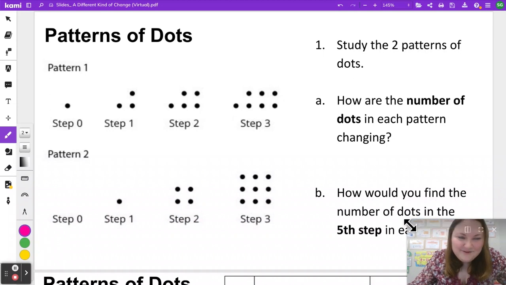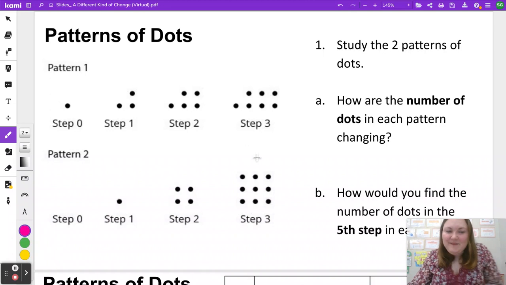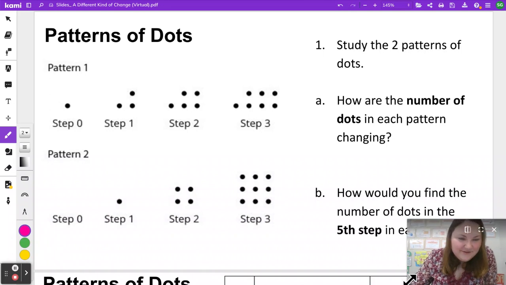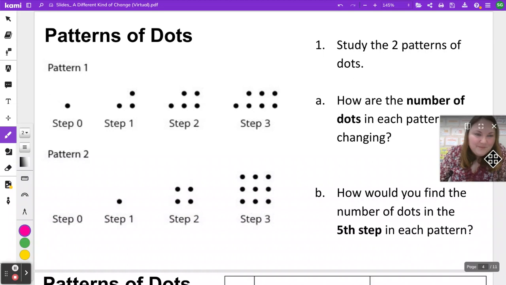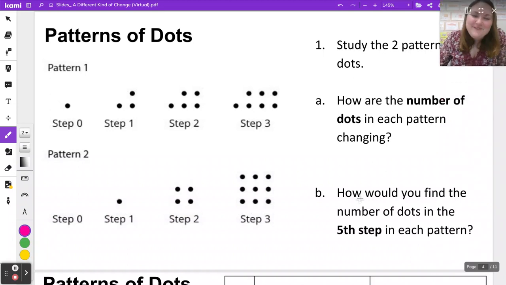The questions I'm going to have you think through here are looking at the 2 patterns of dots. Can you identify how the number of dots in each pattern is changing? And thinking through how would you find the number of dots in the 5th step for each pattern? If I asked you how many dots there are in step 5 for pattern 1 and for pattern 2, could you give me a number? Go ahead, pause the video now to give yourself time to look over the patterns and see if you can identify how the number of dots in each pattern is changing.